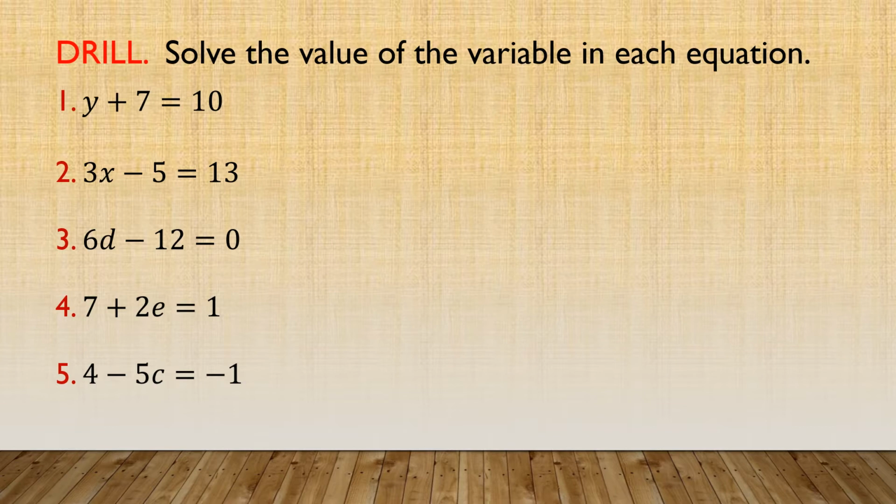Ang gagawin dyan, i-isolate yung variable sa isang side. Normally, sa left side siya ina-isolate. Okay? Tapos, so paano siya ma-isolate? You may isolate it by the transposition, yung nililipat, tapos nagpapalit ng sign. Or, ang pinaka-proper na solution talaga dyan ay yung tinatawag na properties of equality. Okay? So, I hope alam nyo na po yung gagawin. Good luck!